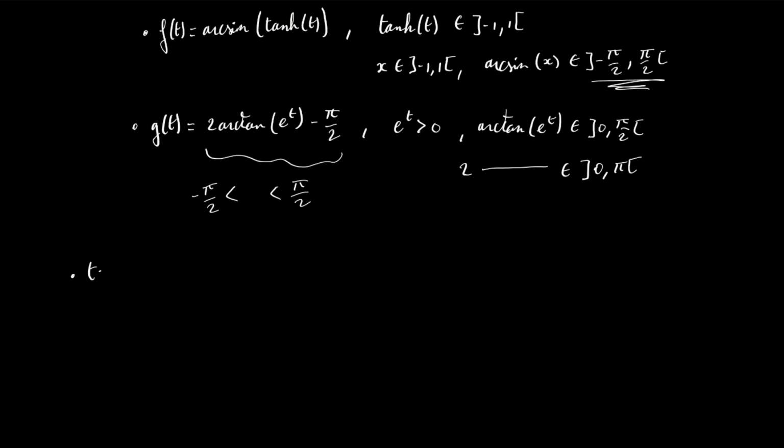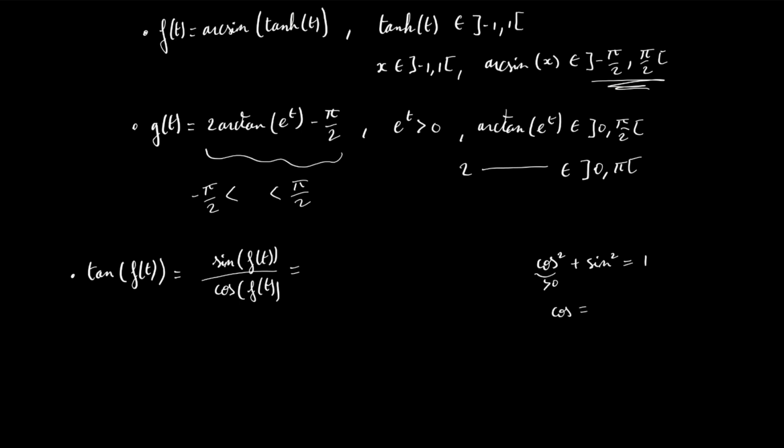So we can write that the tangent of f of t is equal to the sine of f of t divided by the cosine of f of t. We remember the identity that cosine square plus sine square is equal to 1. And since f of t is between minus pi over 2 and pi over 2, we know that the cosine is positive, so we can write the cosine as being equal to the square root of 1 minus sine square. So tan of f of t is equal to sine of f of t divided by the square root of 1 minus the sine square of f of t.